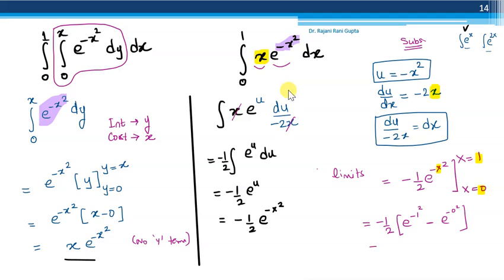Note that this is minus x squared. It is not the same as minus x and its square. So the negative sign will be there. So it gives you e power minus 1 minus e power 0, which is 1. So this is the value of your integral. We will see another example in another video.